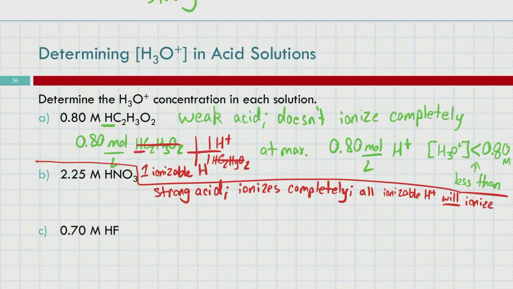How many ionizable hydrogens does nitric acid have? 1. So we can get 1 H plus off. 1 H plus is going to be produced for every HNO3. So 2.25 molar HNO3 will turn into 2.25 molar H plus, or as it actually exists in solution, H3O plus. It's the same number.